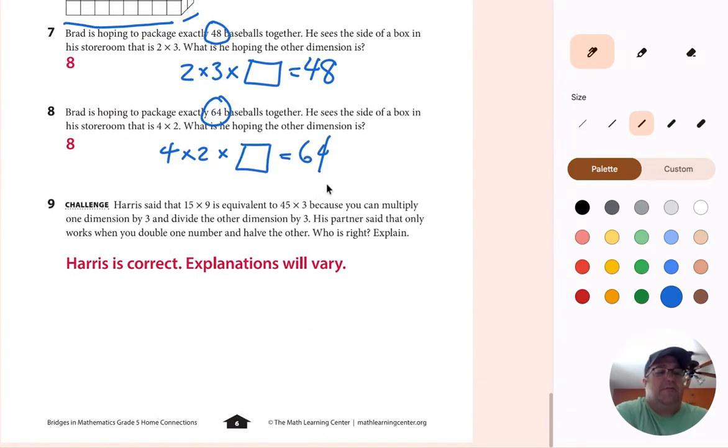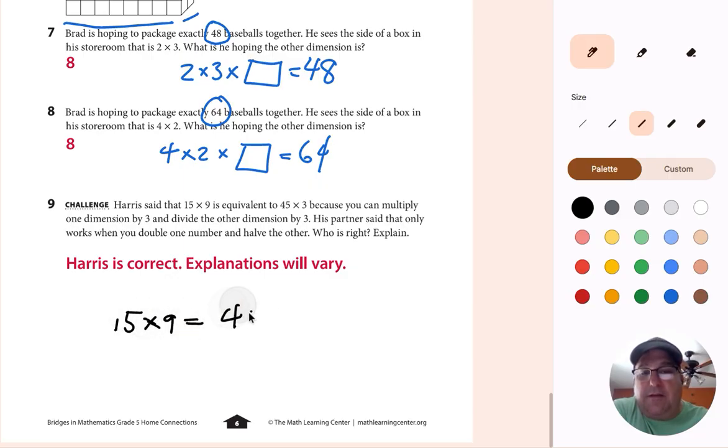All right, last question. We actually went over this together in class, but I'll go over it for the video here. Harris said that 15 times 9 is equivalent to 45 times 3 because you can multiply one dimension by 3 and divide the other dimension by 3. His partner said this only works when you double one number and halve the other. Who was right? Explain. So this double and half, we talked about it in our notes, right? So if we have 15 times 9, is it true that's the same as 45 times 3?